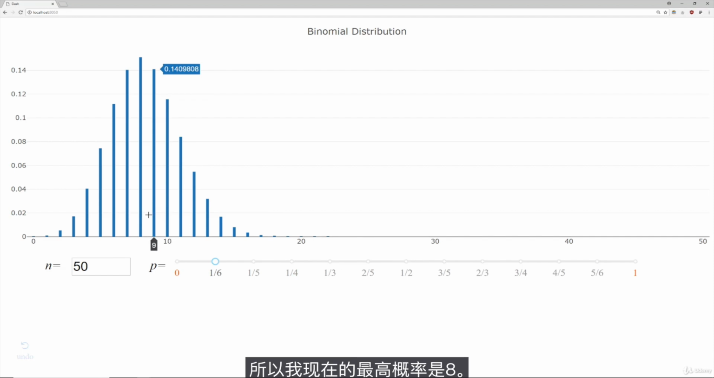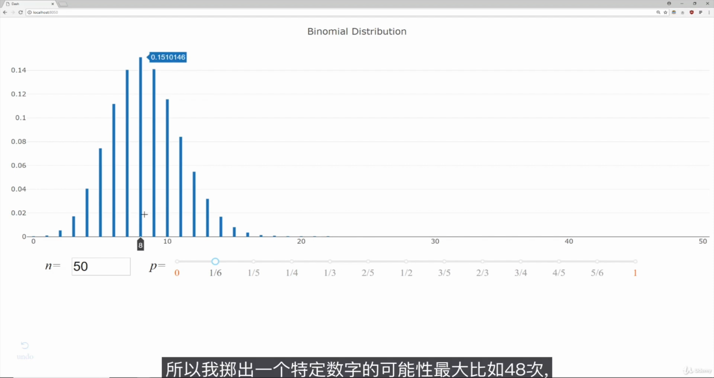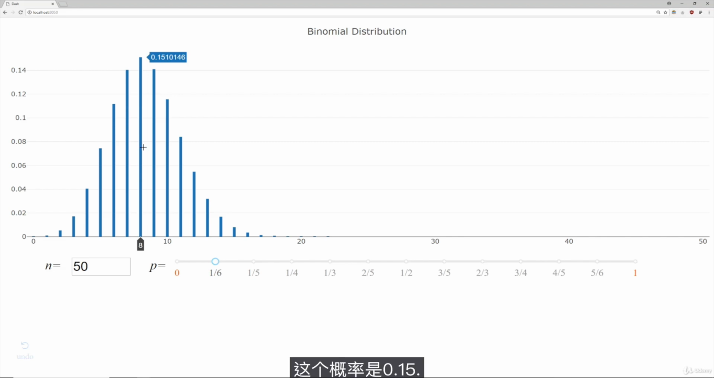So the highest probability I have right now is at 8. So I have the highest likelihood of rolling a specific number off a die, such as a 4, 8 times, and that probability is 0.15.